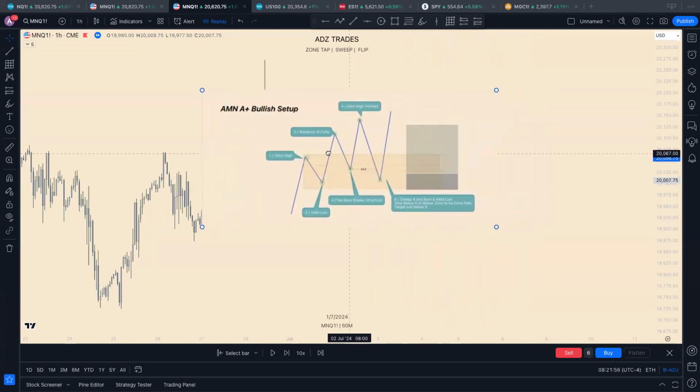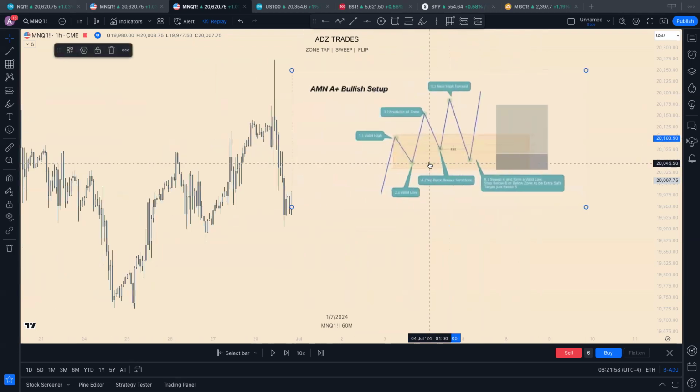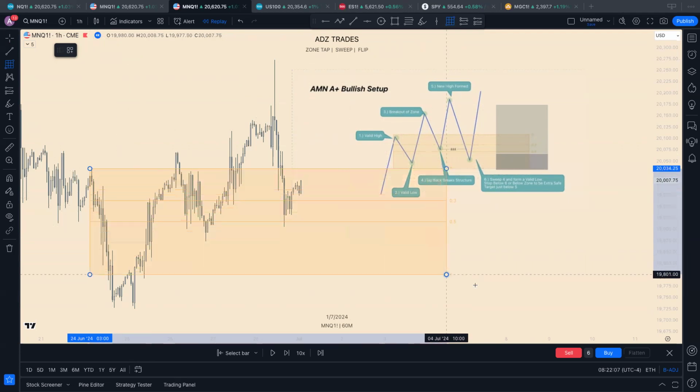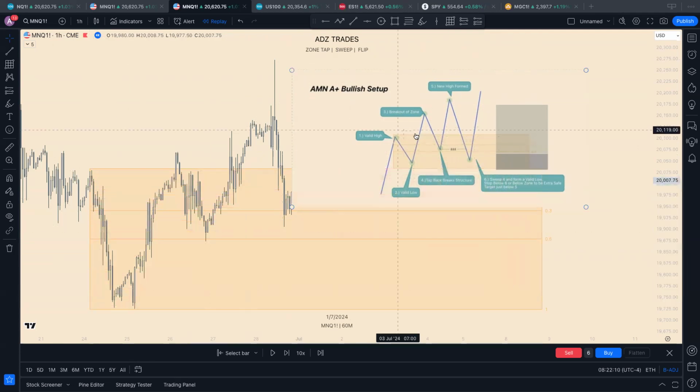Again, it's going to be exactly the same thing. So like I said, here we have tap, sweep, flip. That's all we're going to need. So here is our zone. We have a high to a low. Okay, that was the zone we created.